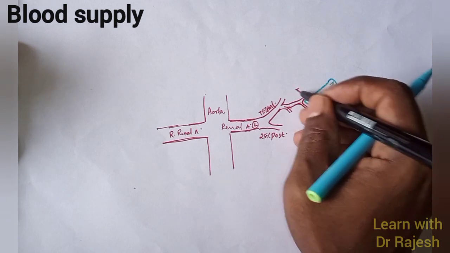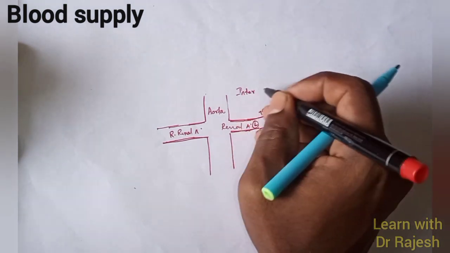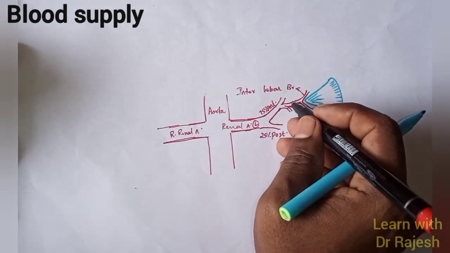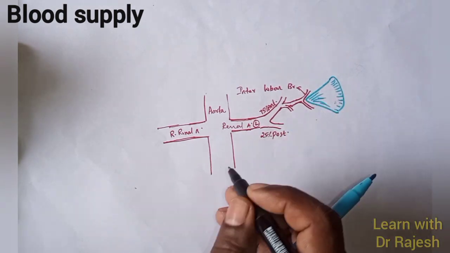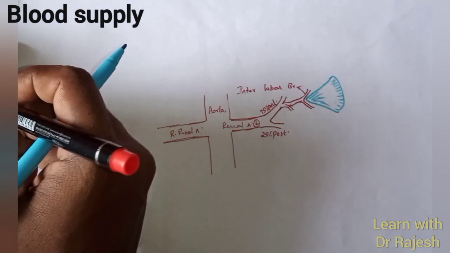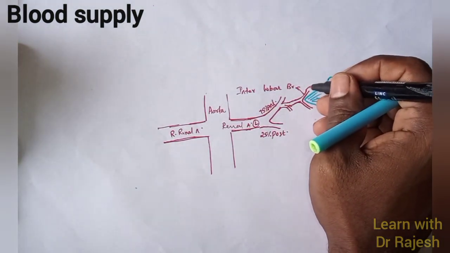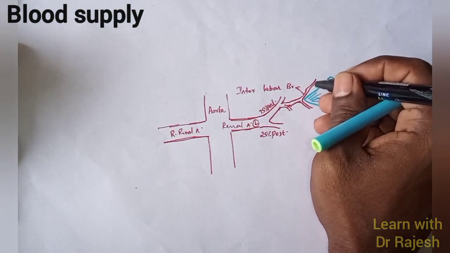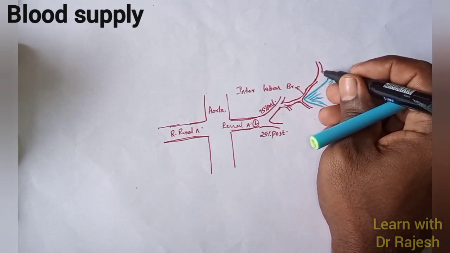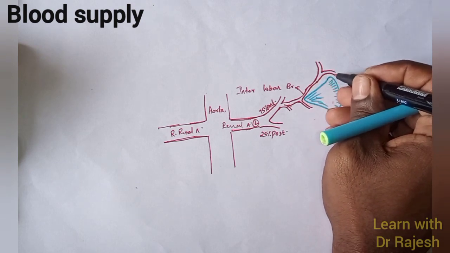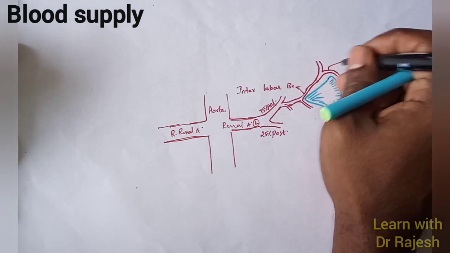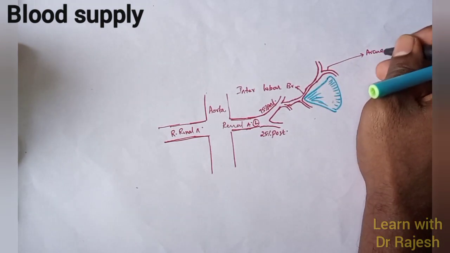These are the segmental branches, and these are the interlobar branches. These interlobar branches run between the two lobes, and then terminate by dividing into arcuate branches. So these are the arcuate branches.